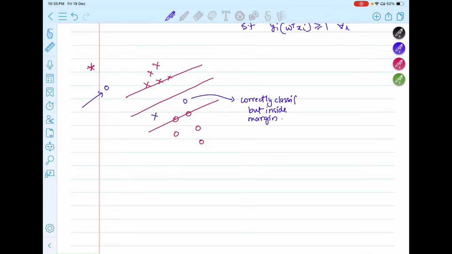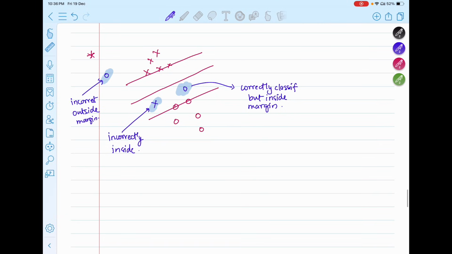What is this case? This is when it is incorrectly classified, and outside the margin. This is when it is incorrectly classified and it is inside the margin. So there are three cases that can arise. All of these three are outliers, by the way. This is an outlier, this is an outlier, this is an outlier.